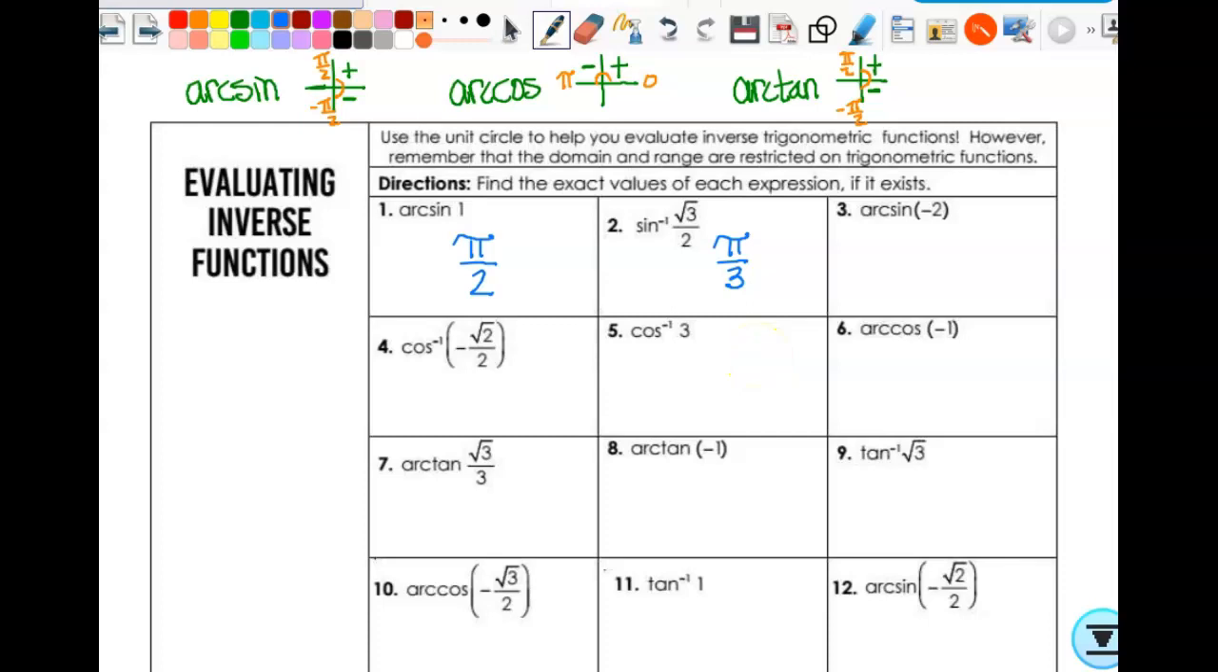The arc sine of negative 2. If you have a sine value of negative 2, what's your angle? Can you have a sine value of negative 2? What's the smallest sine value you can have? Negative 1 is the smallest sine value you can have, right? You can only go from negative 1 to 1. So can I take the sine inverse of negative 2?